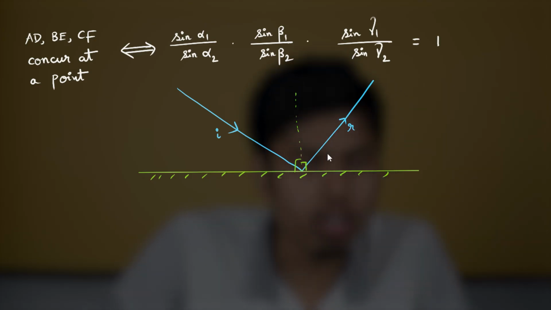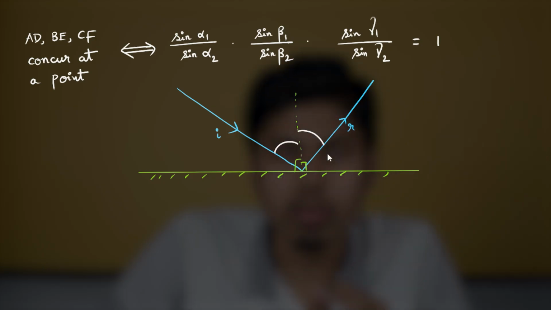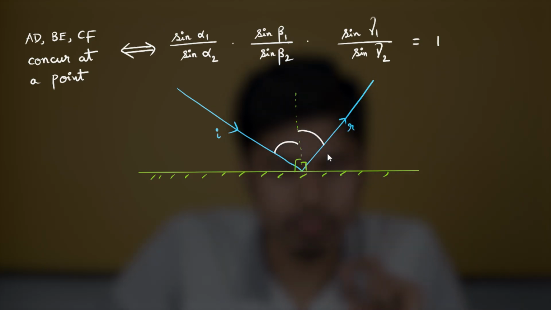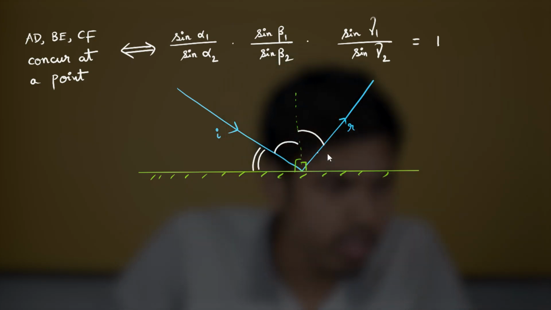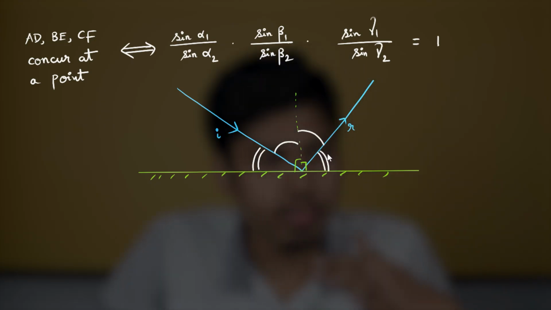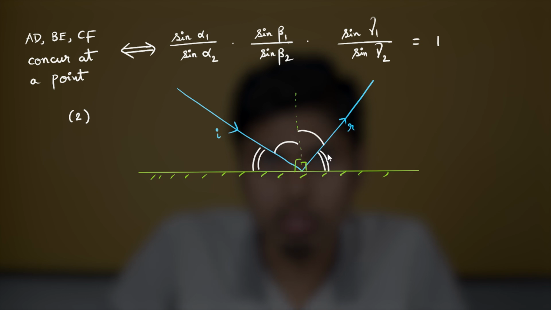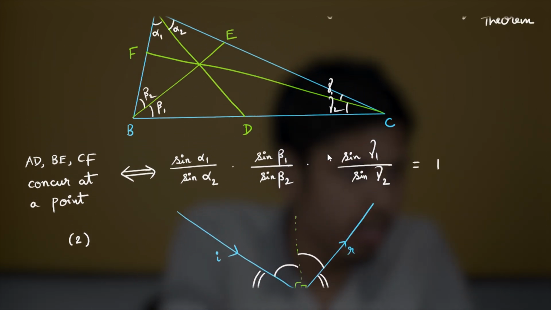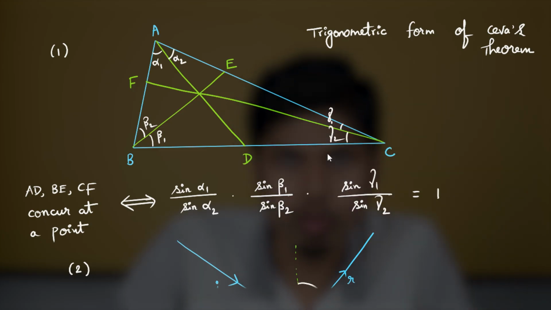Then the fundamental law of reflection says that the incident ray I and R make equal angles with the normal at the point of incidence. Equivalently, this says that the angles made by the incident ray I and the reflected ray R with the reflecting surface are equal. So this is one more aspect we are going to use for our proof. But the first and foremost one will be the trigonometric form of Ceva's theorem.